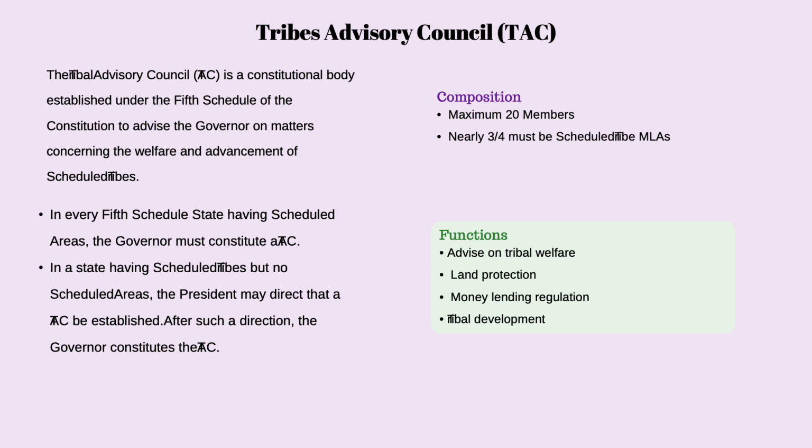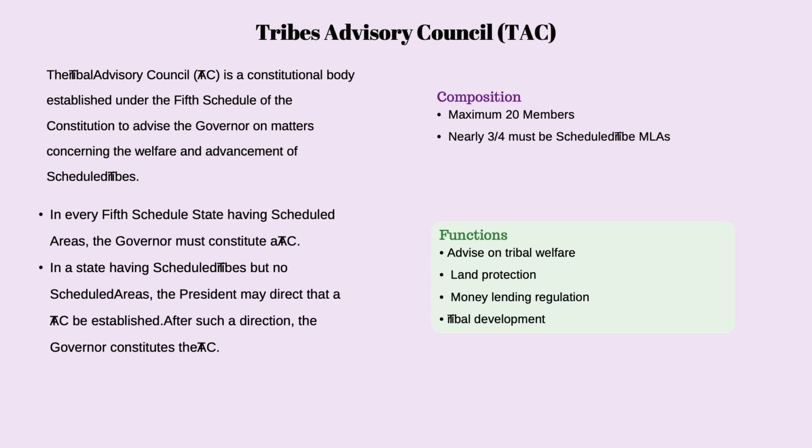So the composition, top right: a maximum of 20 members in the Tribal Advisory Council, and nearly 3/4 must be Scheduled Tribe MLAs. So within that state, supposing one state has 100 MLAs, nearly 3/4 must be Scheduled Tribes, which means 3 out of 4. So 75 seats must be Scheduled Tribe MLAs. The rest can be non-tribal MLAs. In the Tribal Advisory Council, as much as possible, nearly 3/4 must be Scheduled Tribe MLAs.